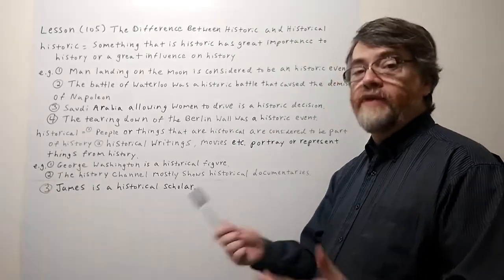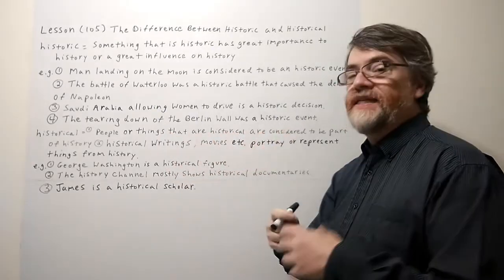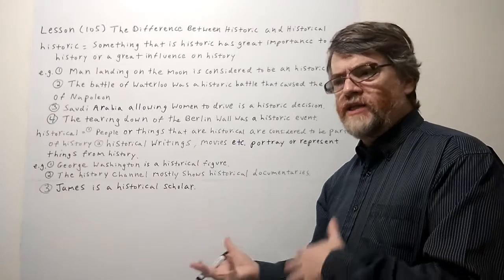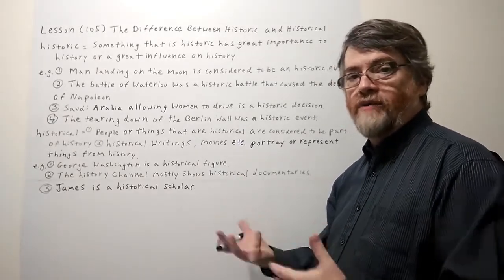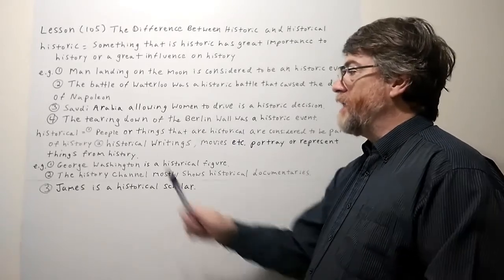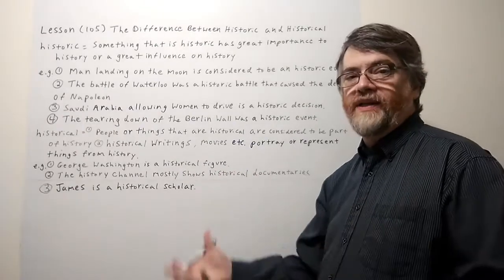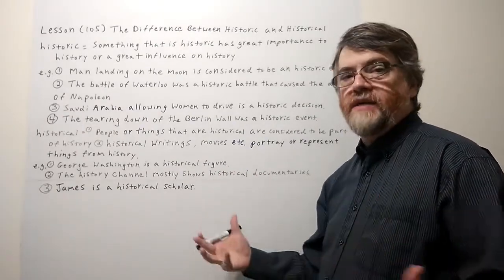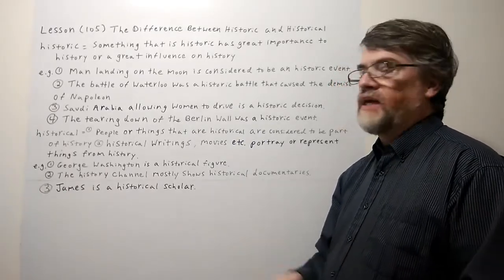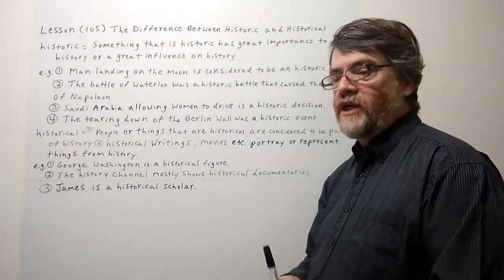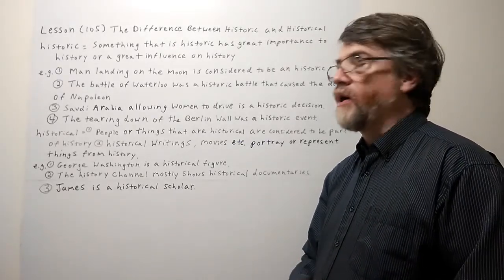This one is more recent. Saudi Arabia allowing women to drive is a historic decision. So we might use it in this way too. Again, it has an influence on history or the direction it's going in. The tearing down of the Berlin Wall was a historic event. That was almost a symbol of the end of the Cold War. All of those have strong influence on history or were turning points in history. That's when we use the word historic.